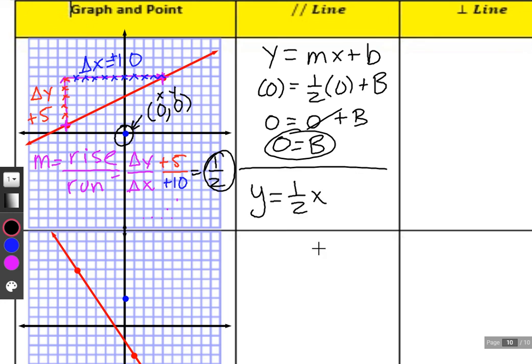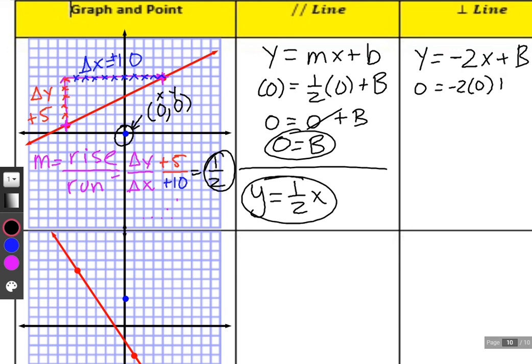With our perpendicular, we can run the same trick, but remember our slope has to change. So it has to flip, so 1/2 flips to 2. Positive flips to negative, and so our slope is going to be -2. Since we're trying to cross through that point, it's still going to be zeros. And so our b value is going to be 0 again. So the difference in the two equations is going to be the slopes.